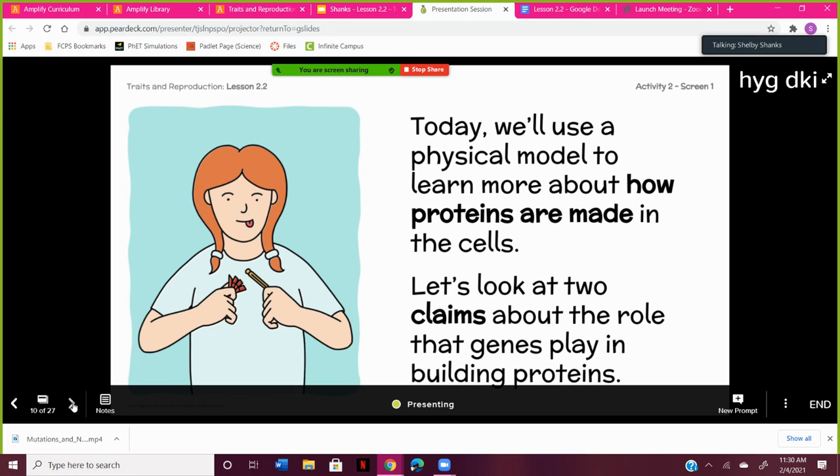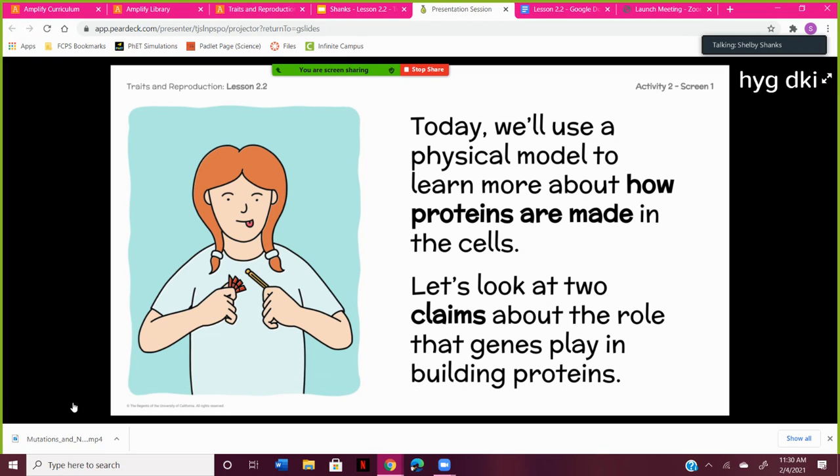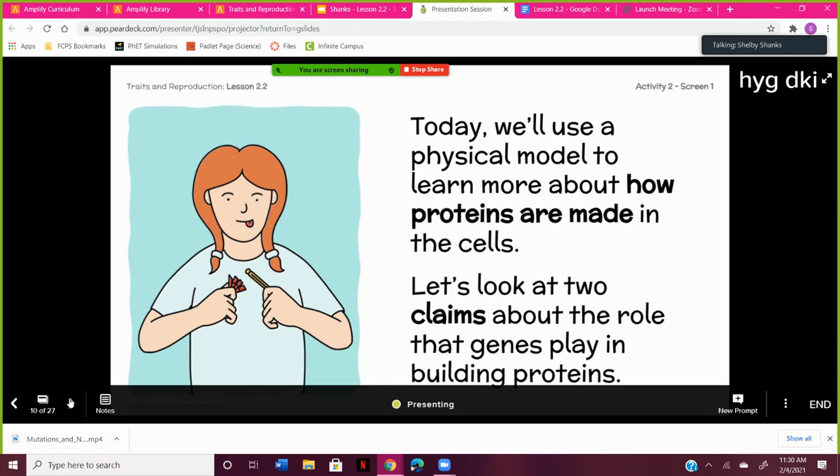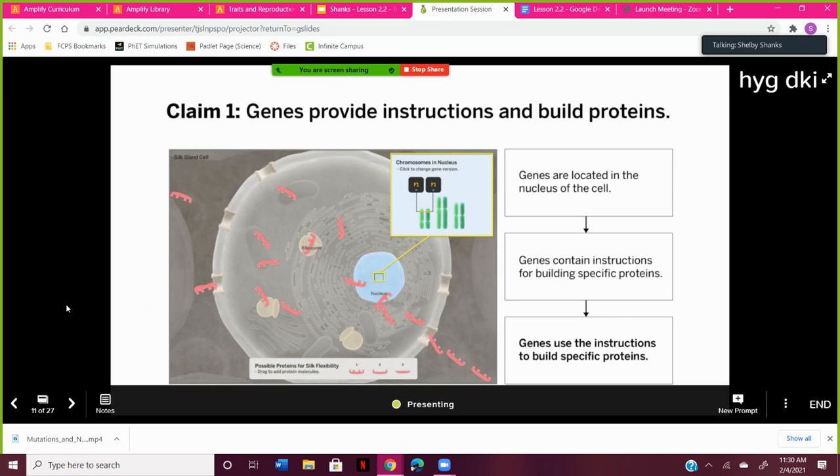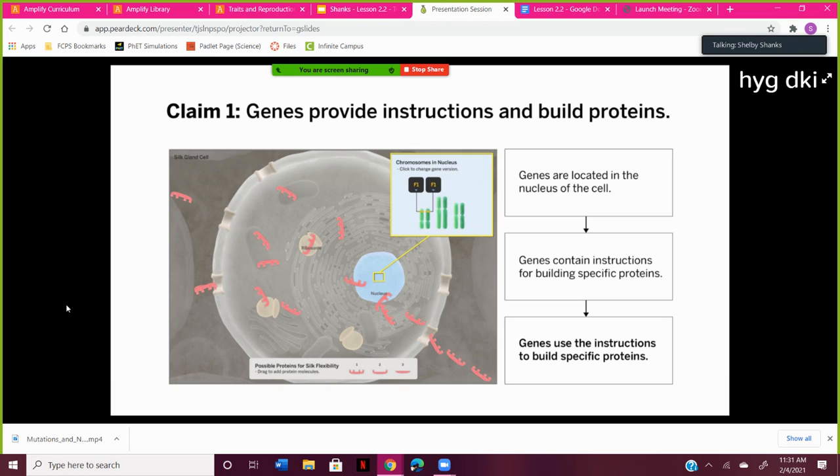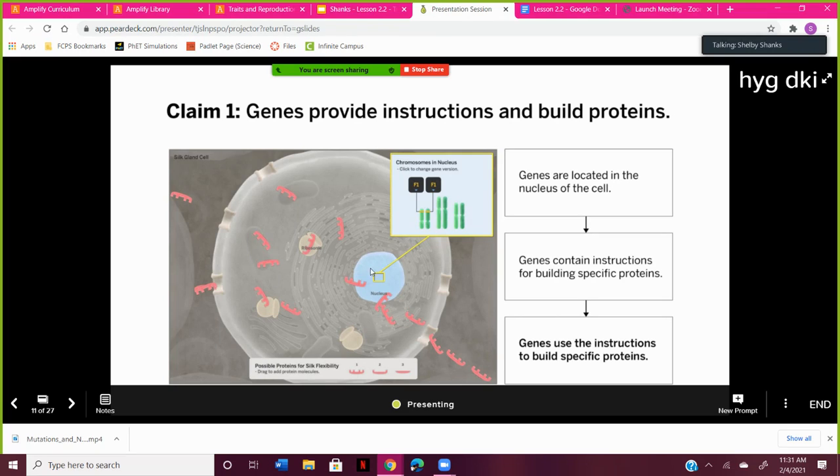All right, so we're going to use a model. Mr. Livingood has made us a model on a Google slide that we're going to do instead of doing a hands-on activity. First, let's look at these two claims. This is what we're going to pick after we do our activity. Claim 1 is saying that genes provide instructions and they build the proteins. So this is kind of saying that proteins are made up of genes. Genes provide the instructions and they build the proteins. So this in turn means that the proteins are coming out of the nucleus because our genes are in the nucleus.